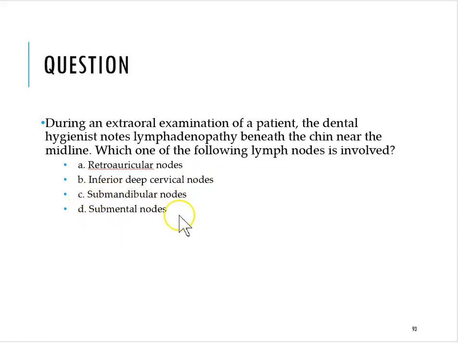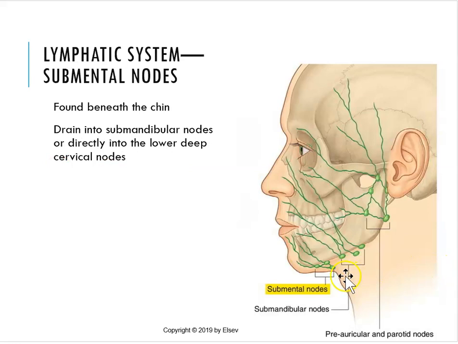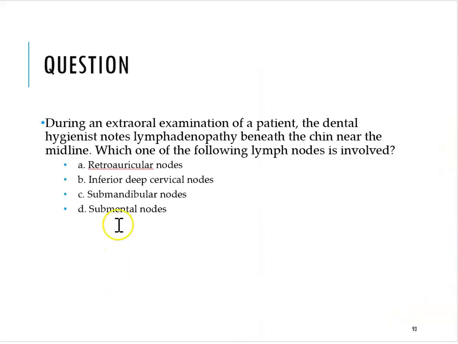If you said submental, you are correct, because submental is the one that's just underneath the chin. And if I show you the picture again so we can review, let me pull it up. Here is the submental, so it's just underneath the chin. The submandibular is further posterior, further back. The submental is just underneath the chin. So the answer to this question is submental.